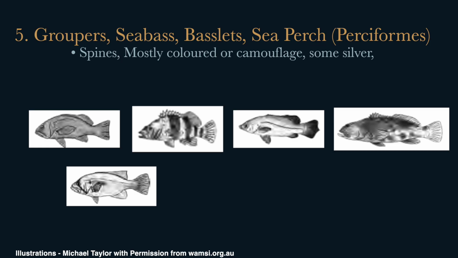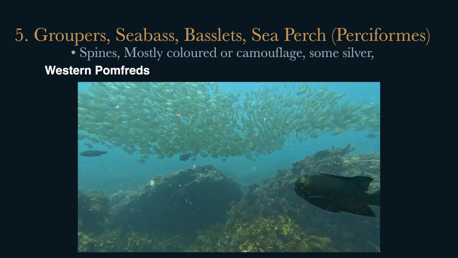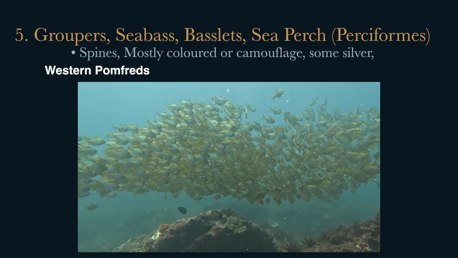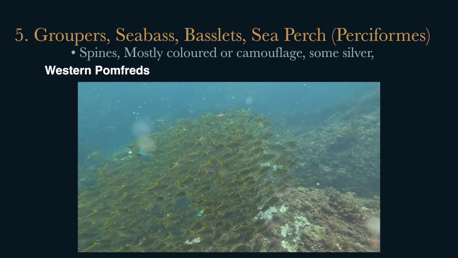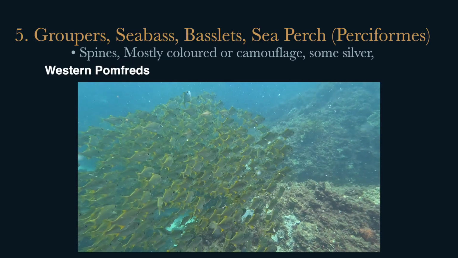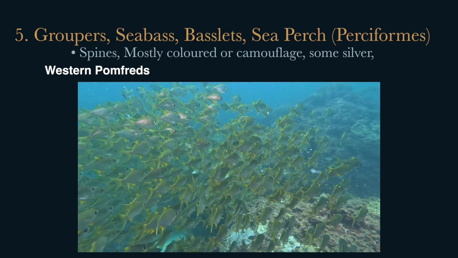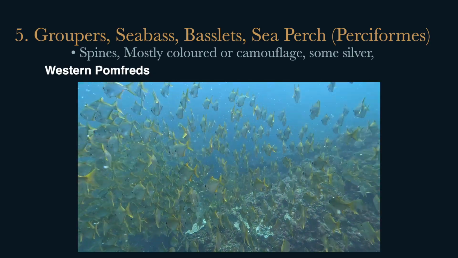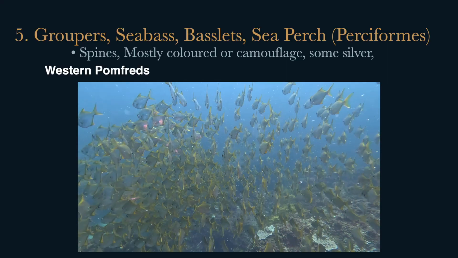Our fifth group is large and quite diverse, of groupers, sea bass, basslets, sea perch and other perciform fish. These fish have spines, are mostly coloured, camouflaged or have some silver. Pomfrets are small, diamond-shaped and silver with yellow fins. They often form huge schools on the same reefs and in the same part of the reef. You can navigate by them. Latin name is Schuettea woodwardi. They don't actually yet belong to a taxonomic family, but are perciforms, so they're included here.